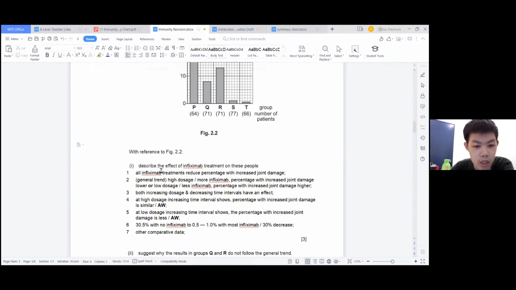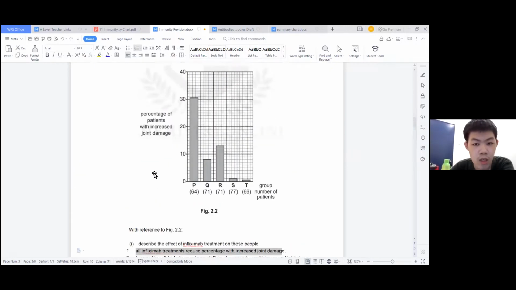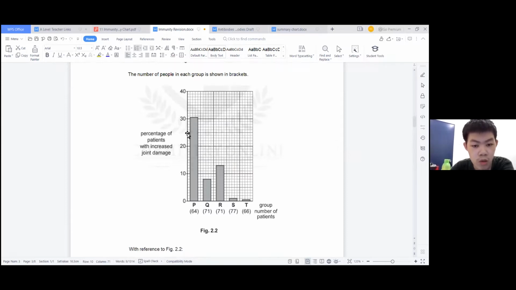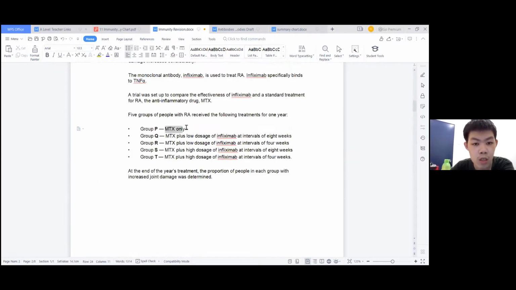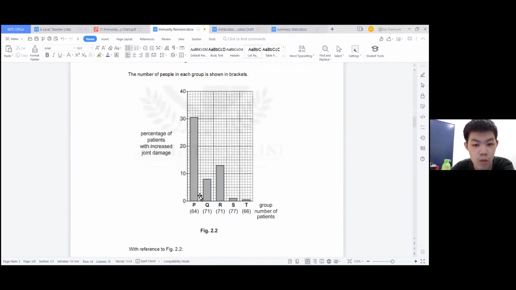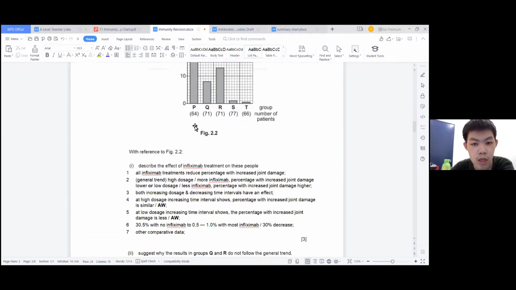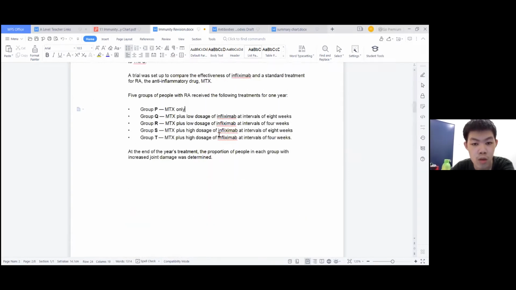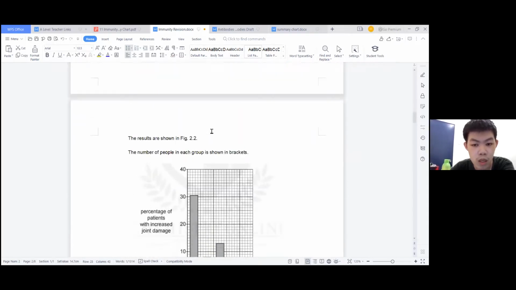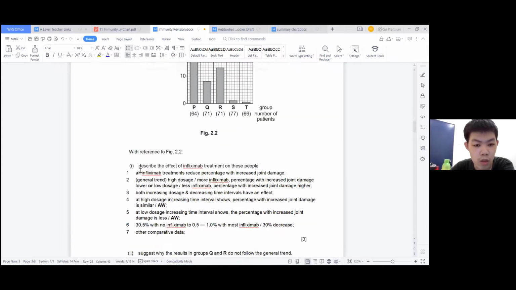First, you give the general idea, because if you see this one, group P only uses the anti-inflammatory drug. You can only reduce the inflammation. It cannot actually treat the disease directly. So that's why the percentage is quite high, around 30.5%. But once you use the treatment, all these 4 groups also got monoclonal antibody treatment. They actually reduce by a great amount. So you can say that all infliximab treatments reduce the percentage with increased joint damage.